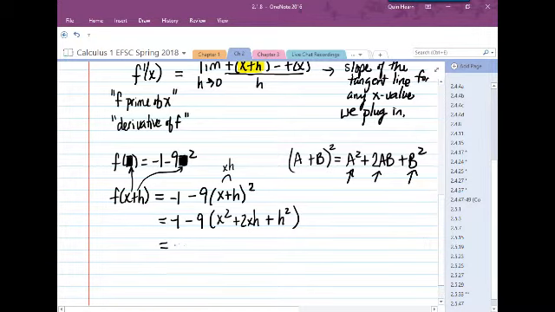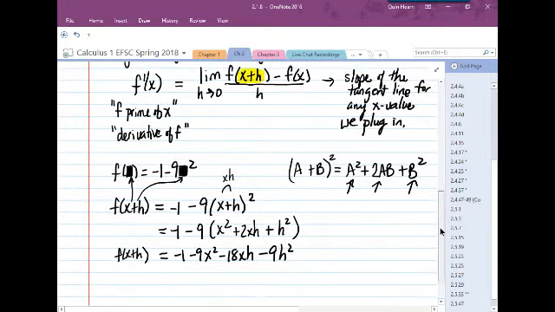Let's go ahead now and distribute that -9 through the parentheses, and we have -1 minus 9x squared minus 18xh minus 9h squared. So that's what f of x plus h is actually equal to. That's just part of the limit of our difference quotient.